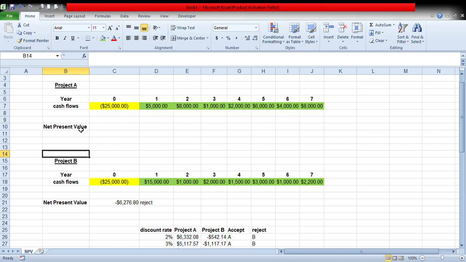In year one I get this, and in year 7 I get this. And in project B I invested the same amount, $25,000. In year 1 I got this, in year 7 I got this. Okay, so I need to calculate the net present value.